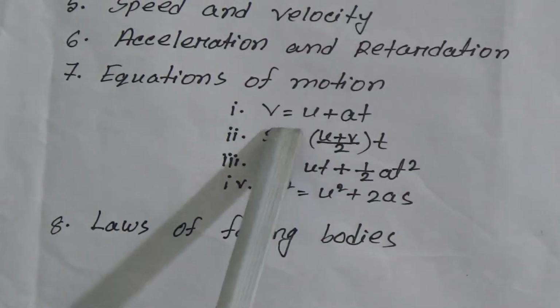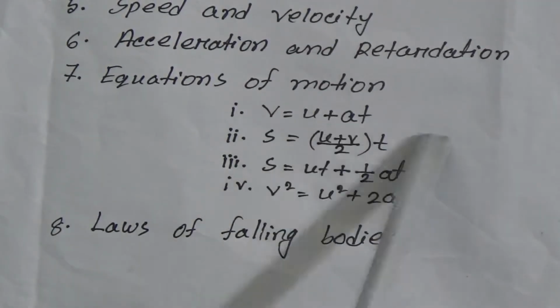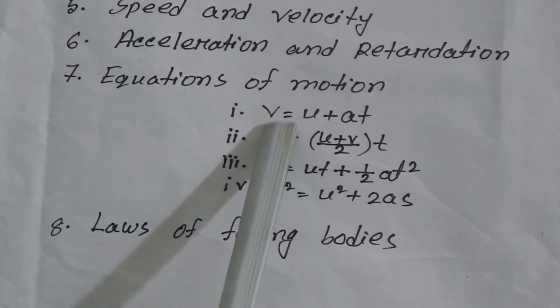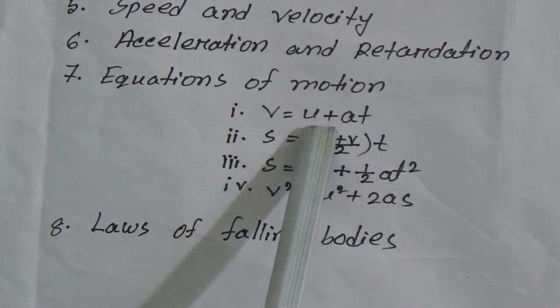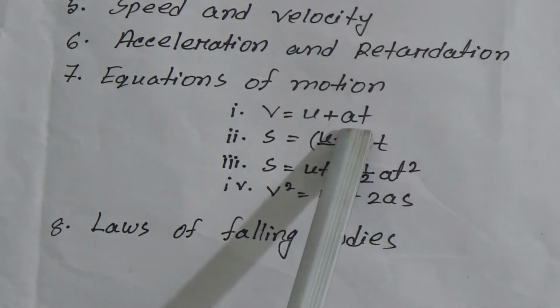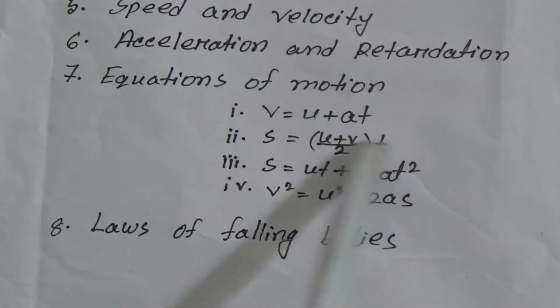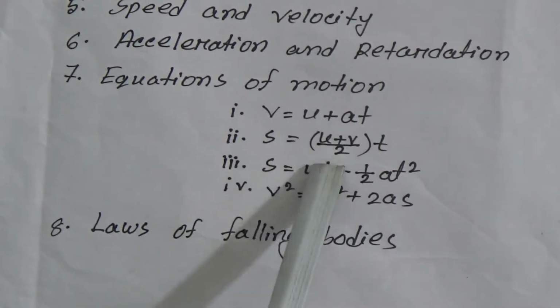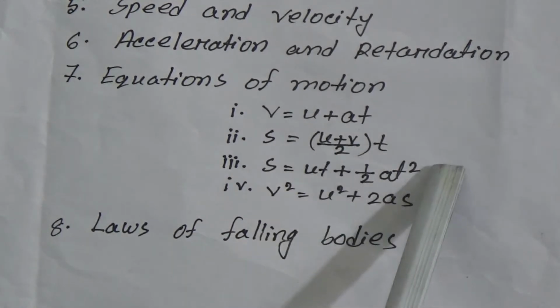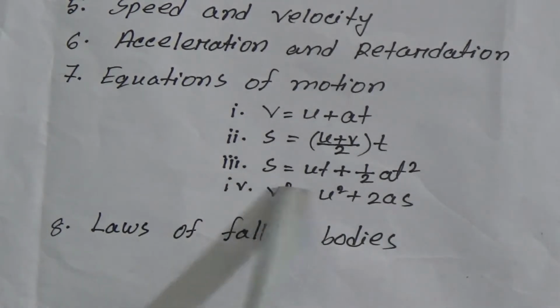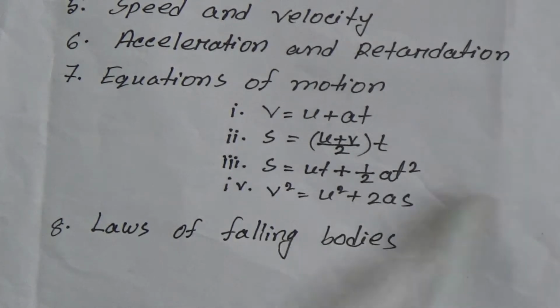Number 1 equation, v equal to u plus at. Here v is the final velocity, u is the initial velocity, a is the acceleration and t is the time. Number 2, s equal to (u plus v) by 2 into t. Number 3, s equal to ut plus half at square. Number 4, v square equal to u square plus 2as. And number 8, here is the topic laws of falling bodies. Now we can start this chapter.